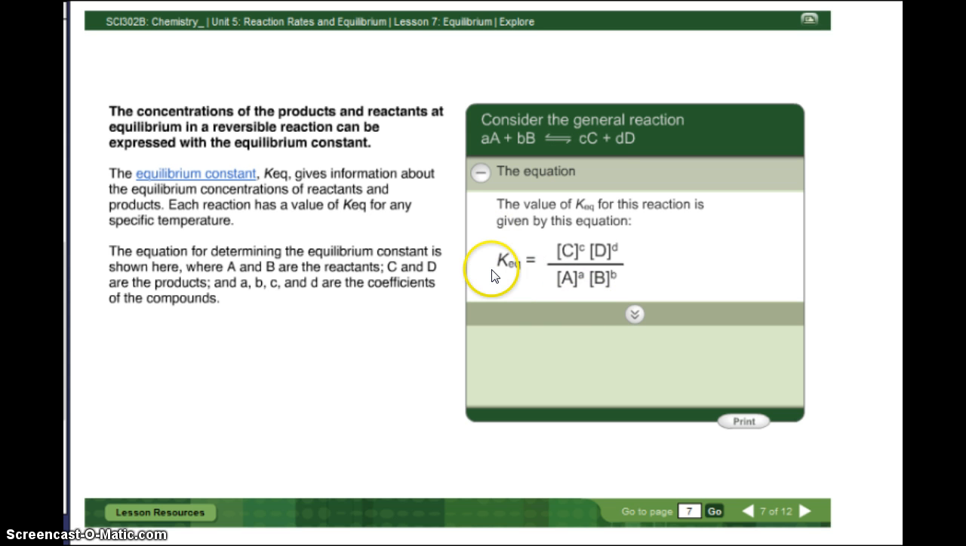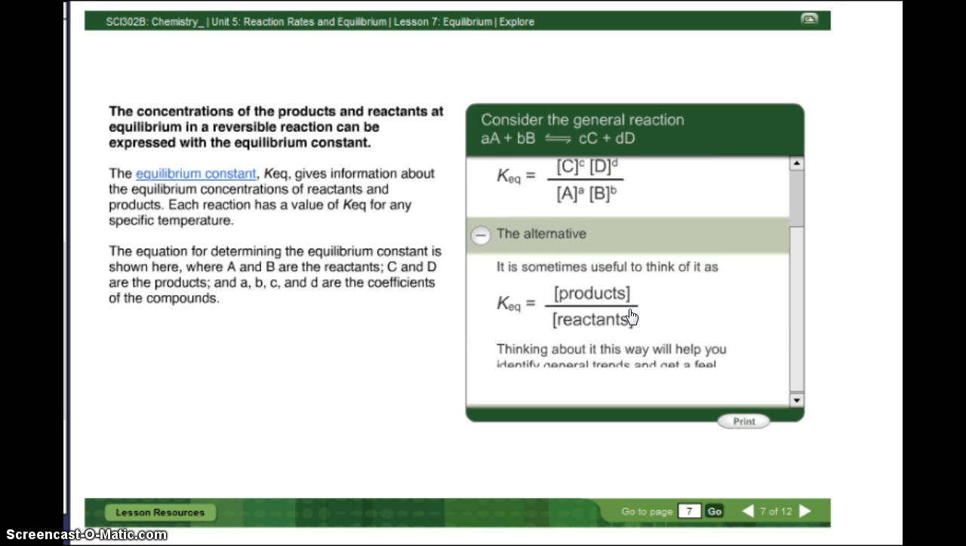So how you figure out the equilibrium constant is you take the chemical and you take it to the power of its coefficient. Or it's sometimes useful to think of it as the concentration of products over the concentration of reactants. Thinking about it this way will help you identify general trends and get a feel for what the K sub EQ means. So I like starting off with this first. It's the concentration of your products over reactants.